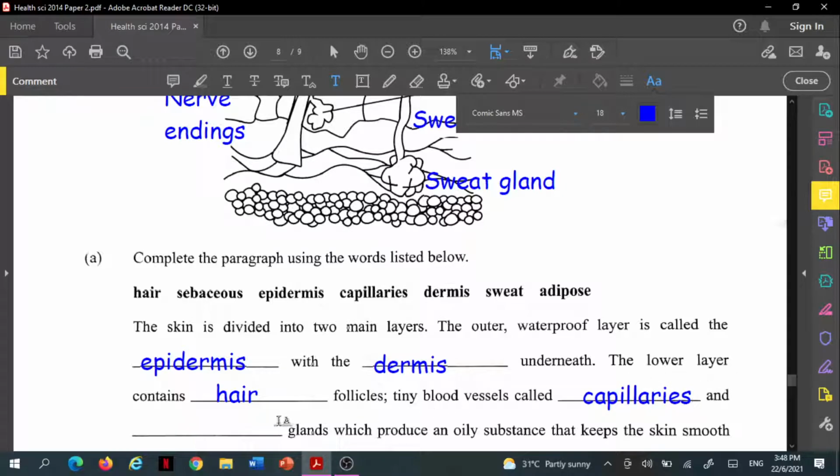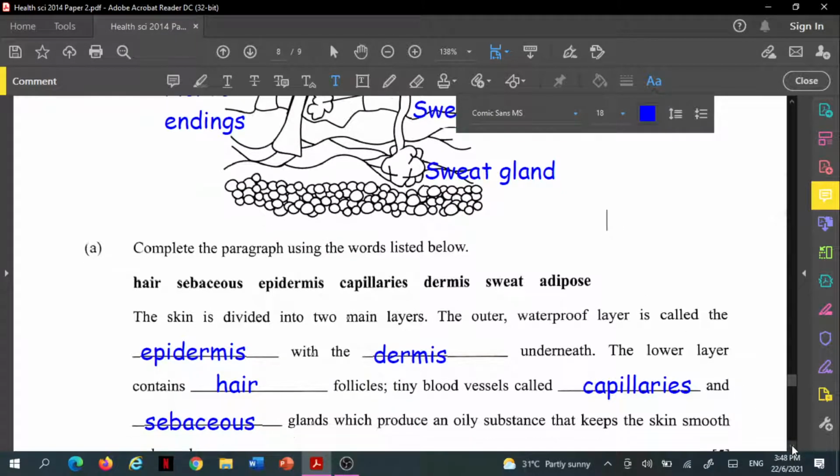All right, and dash gland. So what gland will be in here? It is the sebaceous gland. Okay, so what they call the sebaceous gland. All right, and so the sebaceous gland is the oil gland, but it's attached to the side of the hair. All right, so the sebaceous gland. So that completes that paragraph right there.